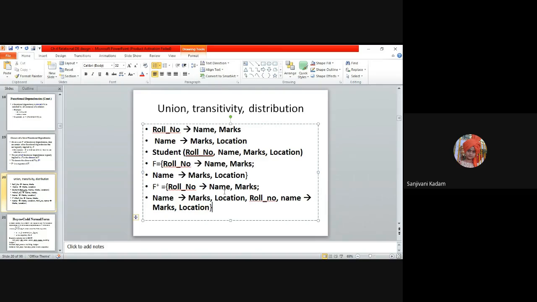Next, the transitivity rule. On the roll number, name and marks are dependent, and on the name, marks are dependent. So it implies that on the roll number, marks are dependent. Yes, we can take here: on the roll number, name is dependent; on the name, location is dependent. So we can add the rule roll number holds location. This rule is implied by this. Roll number gives name, name gives location. In this way, the transitivity rule got applied.